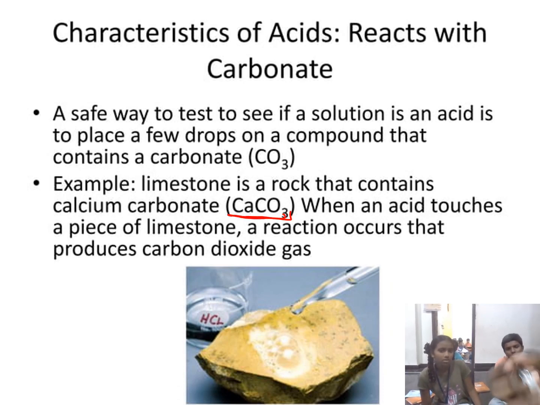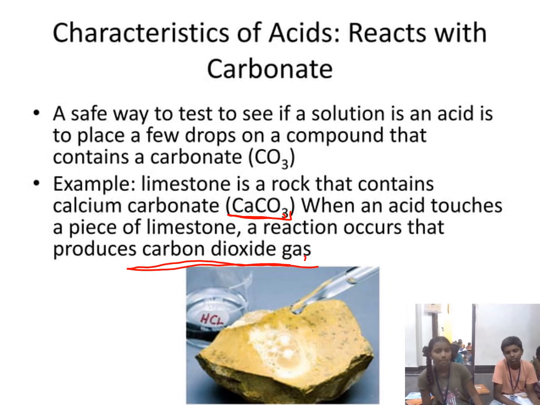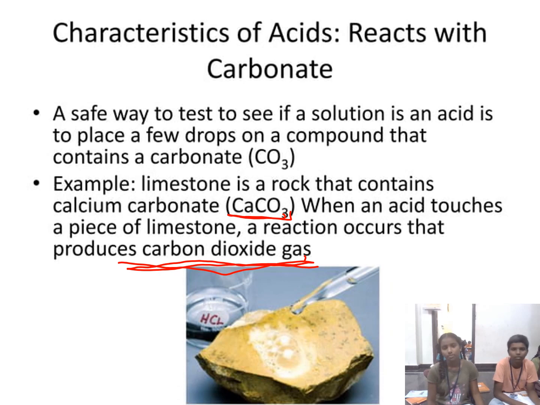ఈ CaCO3 limestone లో ఏముంటుంది? కాల్షియం కార్బోనేట్ ఉంటుంది. కాల్షియం కార్బోనేట్ అనేది లైమ్స్టోన్ లో ఉంటుంది. ఎప్పుడైతే ఈ కాల్షియం కార్బోనేట్ ని some acid comes and touches it, what happens? It will release the carbon dioxide. Here in the image you can see it clearly. Limestone with a few drops of acid ఏమవుతుంది? It is releasing the carbon dioxide. So that is how when any solution is tested, if it is an acid, it gives some other product.